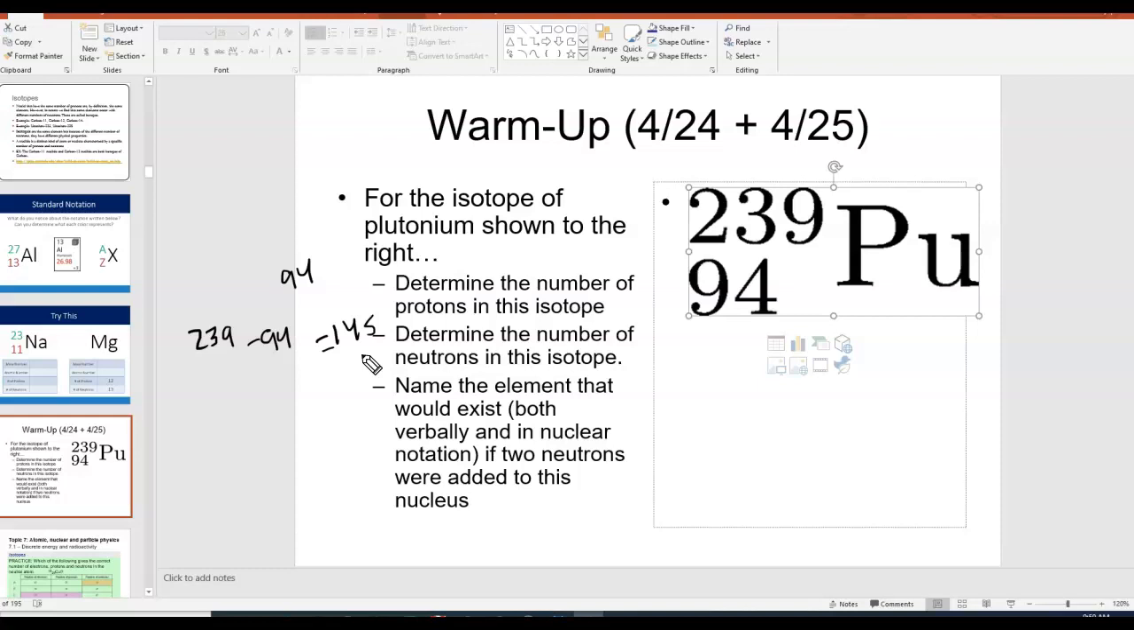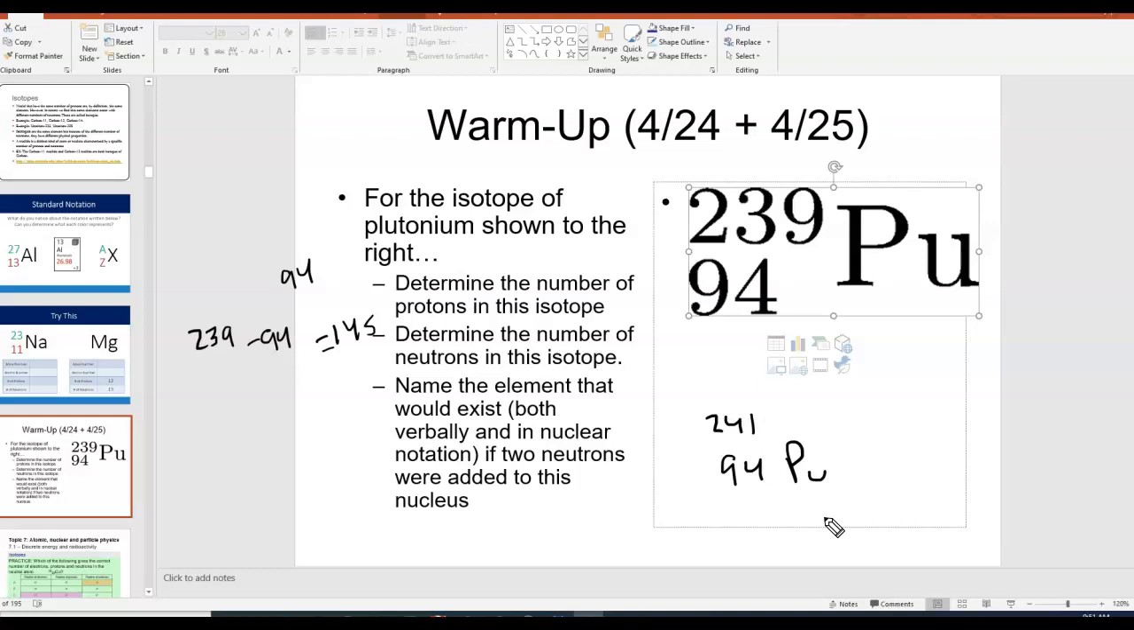Name the element, both verbally and in nuclear notation, that would exist if 2 neutrons were added to this nucleus. So if we took this nucleus, the plutonium-239, and we added 2 neutrons, it would have the same number of protons, which means it's the same element, but it would have 2 extra neutrons, meaning the mass number would increase by 2, and so that would be 241. So that would be plutonium-241.